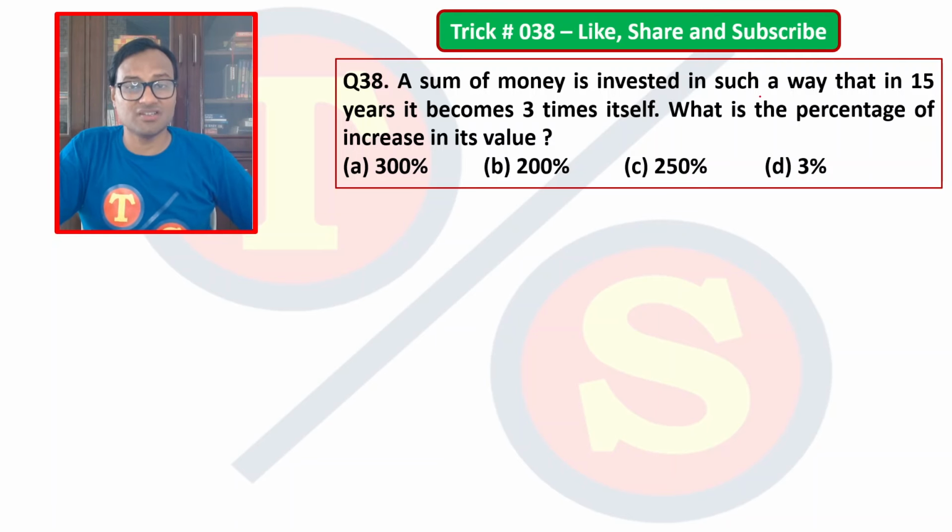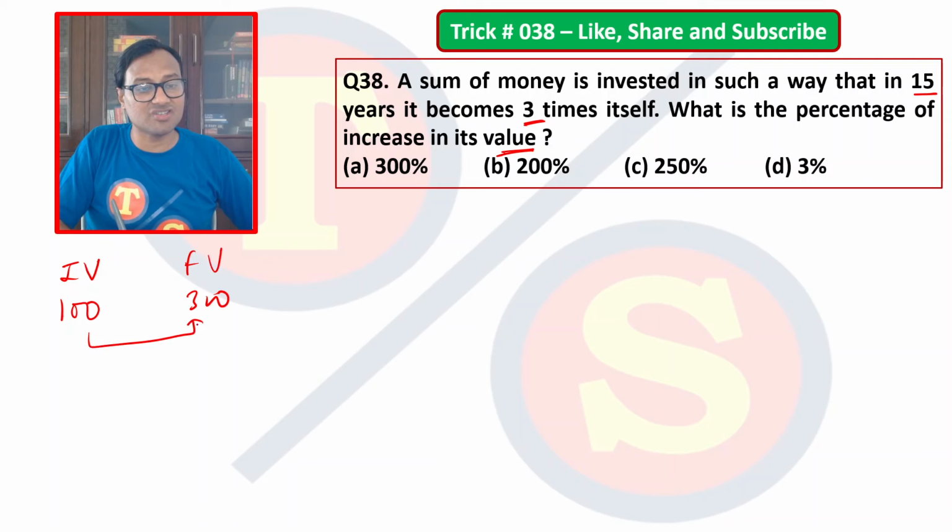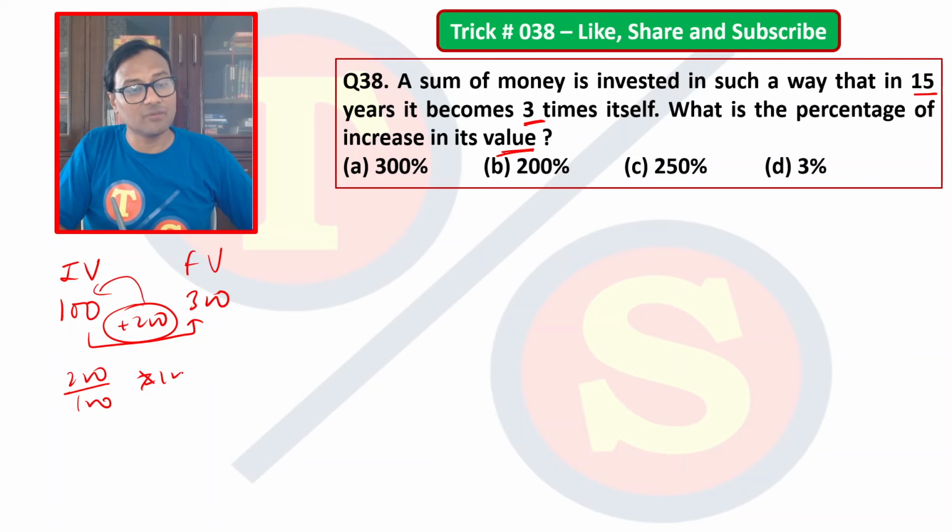A sum of money is invested in such a way that in 15 years it becomes 3 times itself. What is the percentage increase in its value? So basically here, suppose your initial sum was 100, then after 15 years it will become 3 times, right? So basically there is a change of 200 in the value of the sum of money invested. So this 200 is how much percent of the initial value? That will be your final answer, right? Multiply it with 100, so the answer will be 200%.